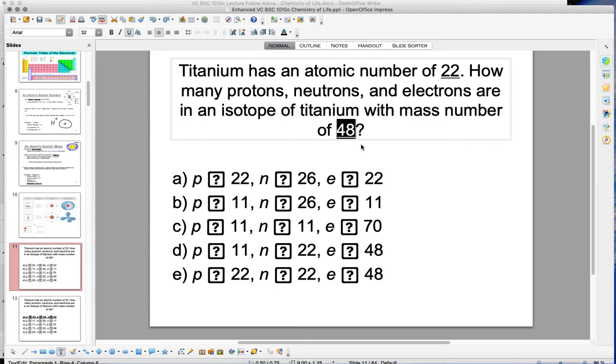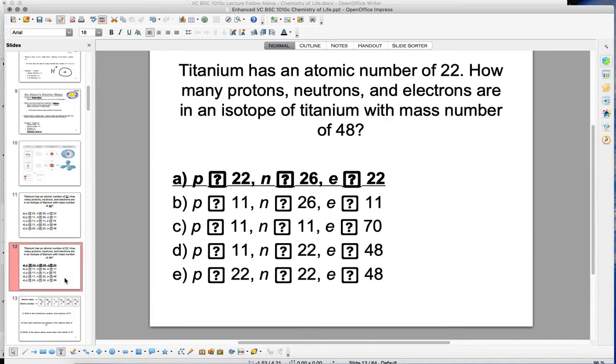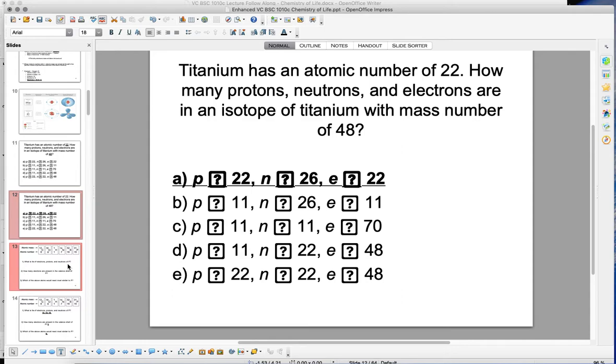And then how do we figure out the neutrons? Well, remember our atomic mass, which we're saying is 48, is protons plus neutrons. So if we just take 48 minus 22, which is the number of protons, that'll give us our remaining neutrons. So that would be 26. So our answer here should be A. Protons and electrons are both 22, and our neutrons are 26. Okay, so it's really simple. Hopefully that should be easy to understand.